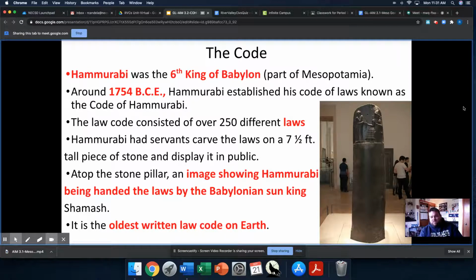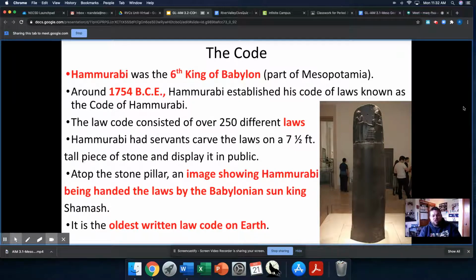So what they did is it's tough to tell in the picture, but in very, very small, fine carvings, they carved the laws of the land into this piece of stone, and they displayed these in public. So at the top of this pillar, there's an image carved in there, and that's pretty visible on the slide here. And the image is basically the Babylonian king, Hammurabi, is being handed these laws by like a sun god named Shamash.